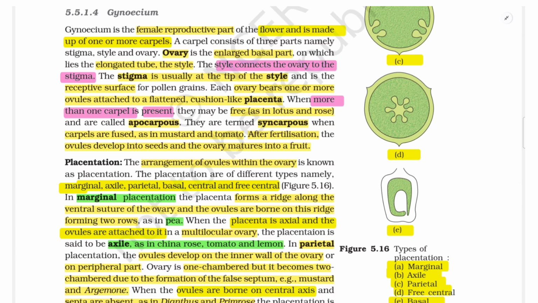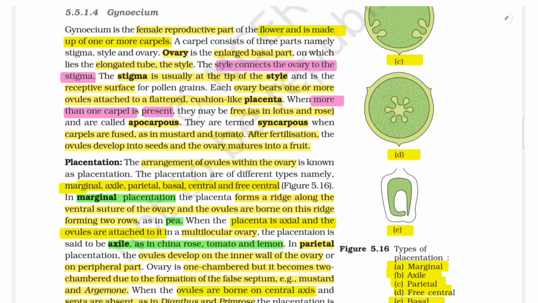5.5.1.4 Gynoecium. Gynoecium is the female reproductive part of a flower and is made up of one or more carpels. A carpel consists of three parts, namely stigma, style, and ovary. Ovary is the enlarged basal part on which lies the elongated tube, the style. The style connects the ovary to the stigma. The stigma is usually at the tip of the style and is the receptive surface for pollen grains.